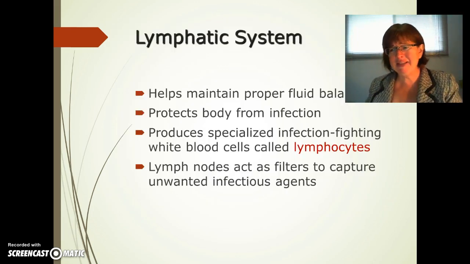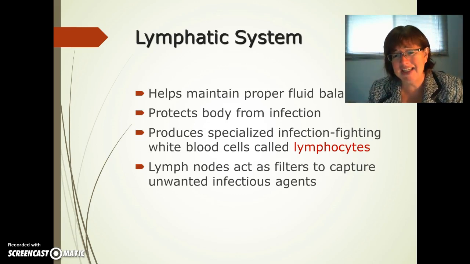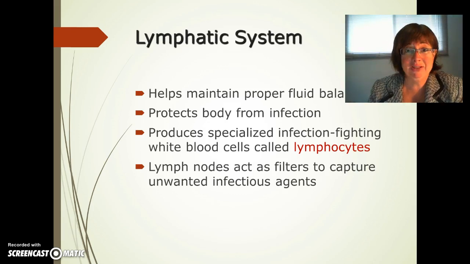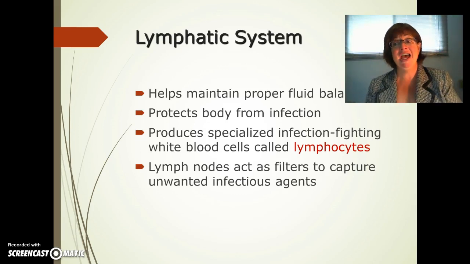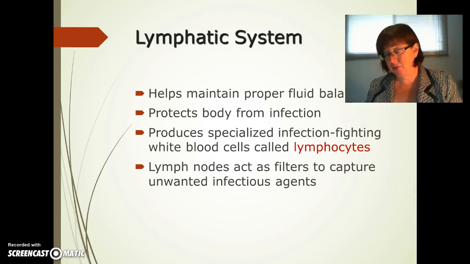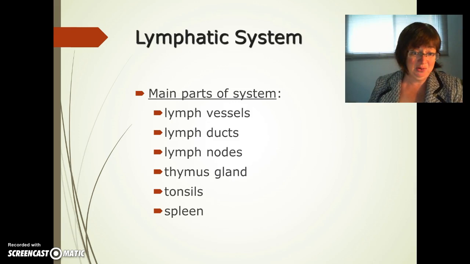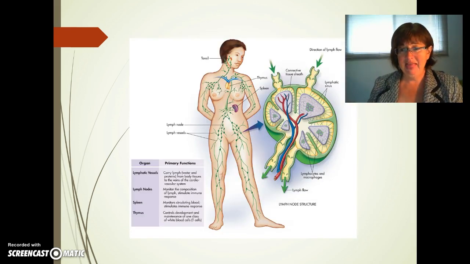The lymphatic system is a system we don't talk about very much, or you may not have heard about, other than you may have heard the term lymph nodes. They help maintain proper fluid balance, and they collect extra fluid. They also protect the body from infection, and they produce specialized white blood cells called lymphocytes, which help to capture foreign invaders. The main parts are lymph vessels, lymph ducts, lymph nodes, and the thymus gland, also your tonsils and your spleen. And again, we have a whole other unit on that. There's the picture there.